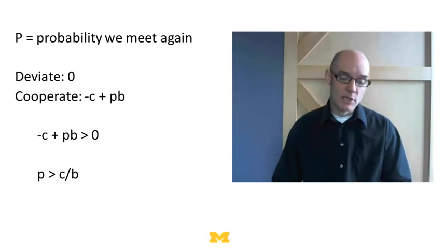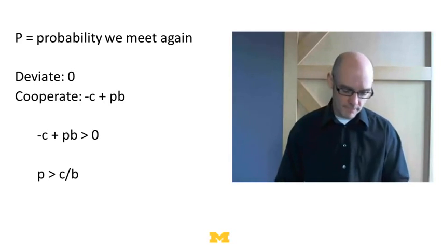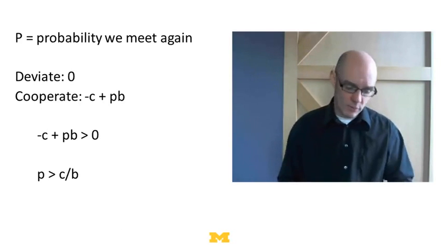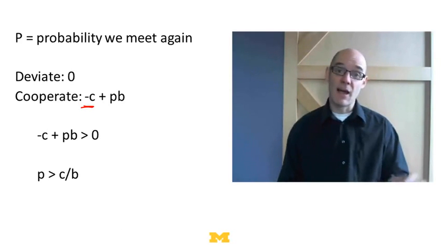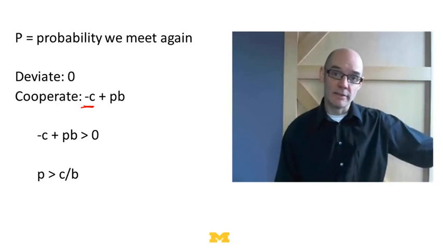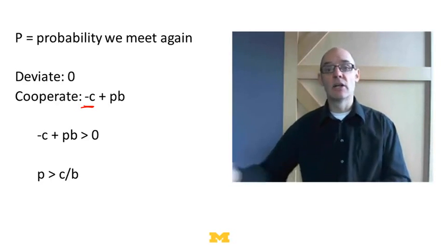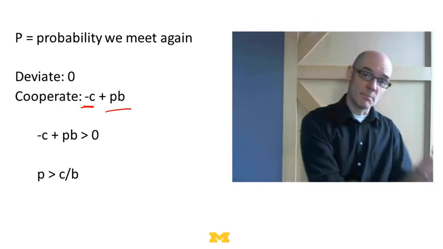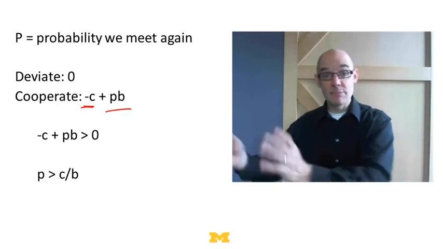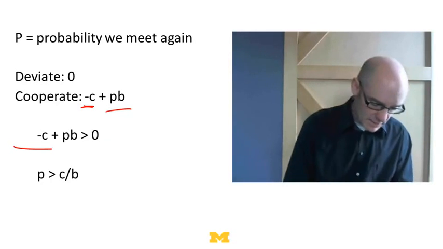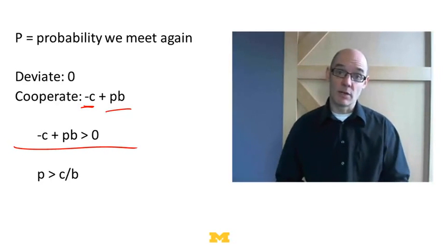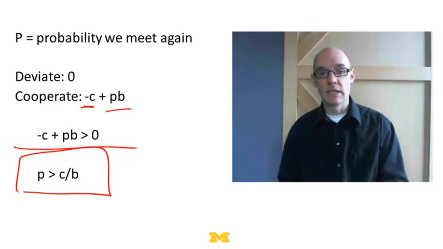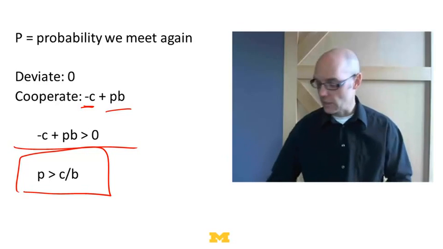Let's see why. Let P be the probability that we meet again, and let 0 be our payoff if we deviate. And then what's my payoff if I cooperate? Well, if I cooperate, it's going to cost me C. However, if there's some probability of meeting you later, and when we meet later you can cooperate with me, then later I'll get a payoff of B. So my payoff isn't just minus C from cooperating, it's minus C plus P times the benefit if we meet again. So if that ends up being positive, what that means is that I should probably cooperate. And we can rewrite that as just saying as long as the probability of meeting is bigger than C over B, then cooperation should emerge in the prisoner's dilemma.